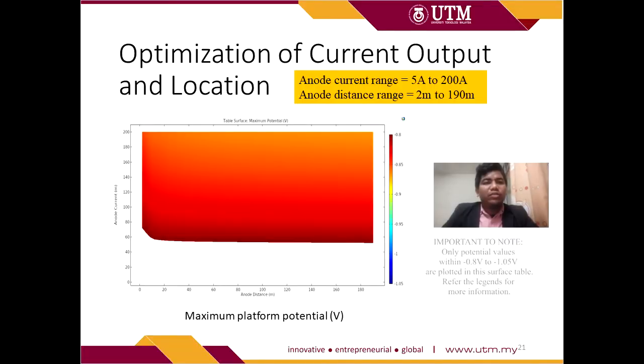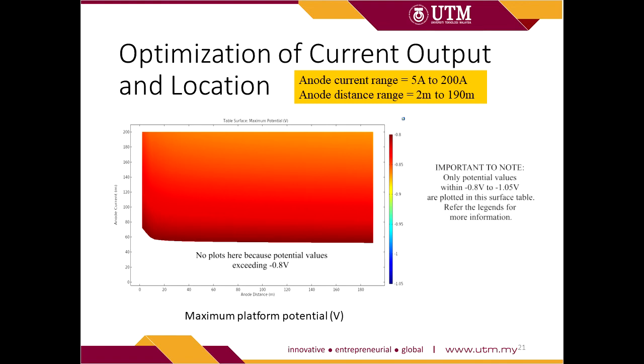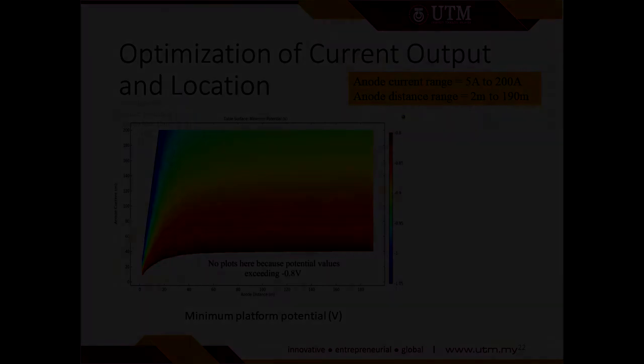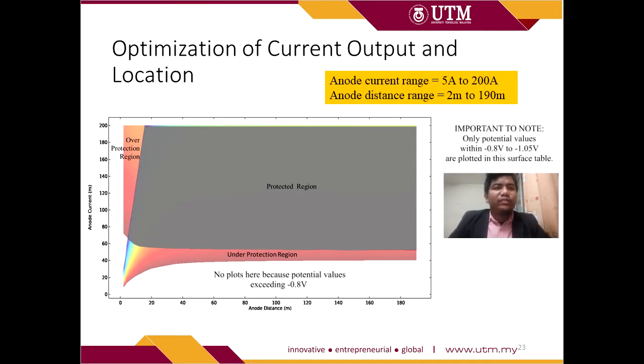Next, the optimization of the combination of current and distance parameters is computed from the range of input shown here. This is the plot of maximum platform potential versus anode current and distance combination. Meanwhile, this is the plot of minimum platform potential versus the combination of anode current and distance. Both plots shown previously are overlapped to find the protected region of the platform at any distance or current combination.